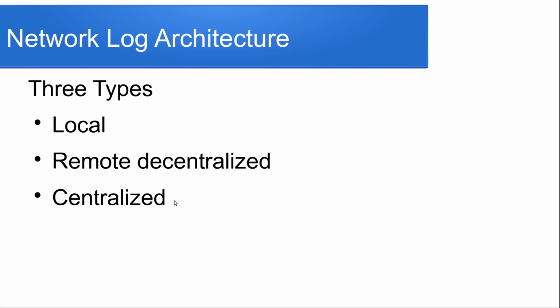Network log architecture. In this video, we are discussing the network log architecture types, its common pitfalls and strategies, and analysis tools. First of all, we are discussing the network log architecture. The forensic quality of retained logs and the strategies and methods for obtaining them are strongly influenced by the environment's network log architecture. There are essentially three types of log architectures: local, remote decentralized, and centralized.